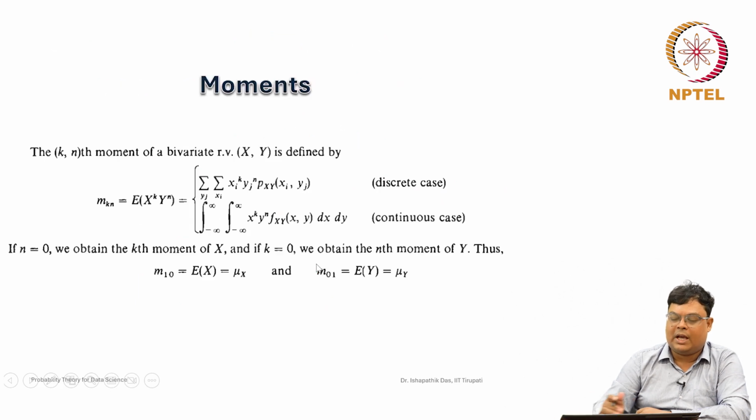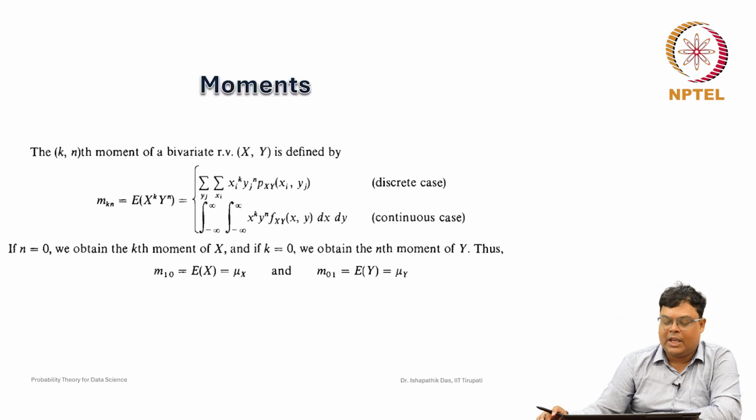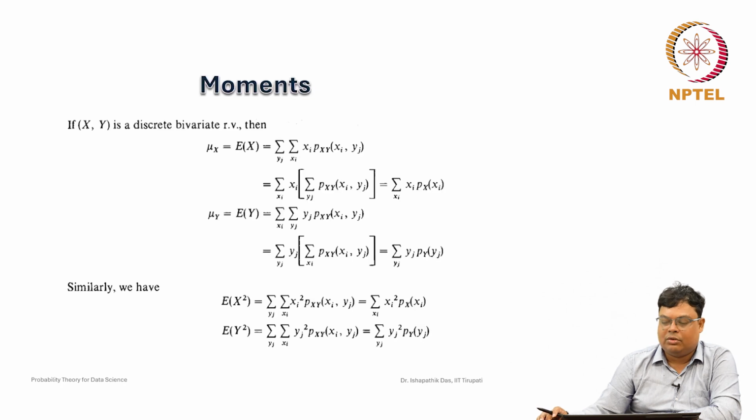So, here, whatever we discussed now, it is defined: the k n th moment of a bivariate random variable x y is defined by m k n, the expected value of x to the power k y to the power n, which is the summation of x i to the power k y j to the power n p x y of x i y j, whenever it is a discrete random variable. So, m 1 0 is nothing but mu x and m 0 1 is nothing but mu y. That we have already discussed.